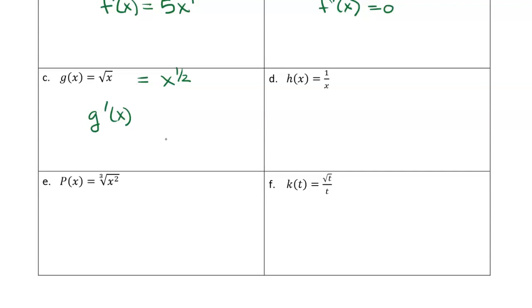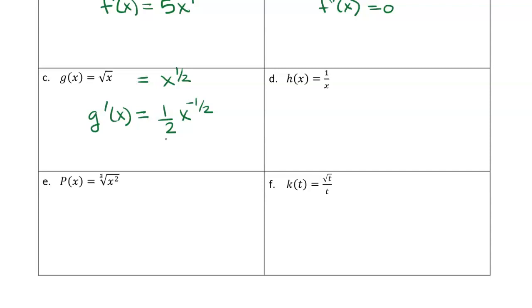This is g prime of x. This is a derivative function. All right, so we apply the power rule. We bring down the power, which is 1/2, and then we have x to the 1/2 minus 1, which is a negative 1/2. That's all there is to it. So that's the derivative of the square root of x.